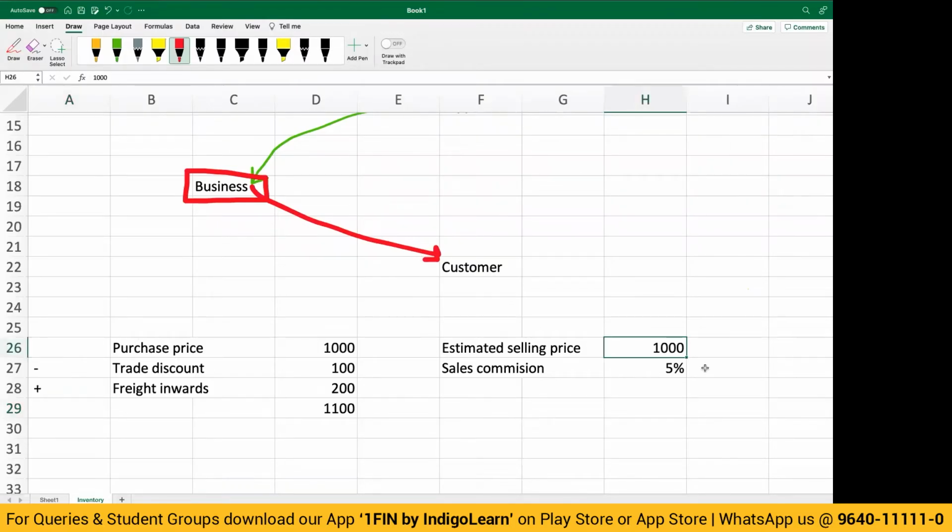NRV is 1000 of selling price, and 5% commission is 50. So your NRV becomes 1000 minus 50, 950, and you'll value inventory at 950. This is the fundamental principle, quickly.